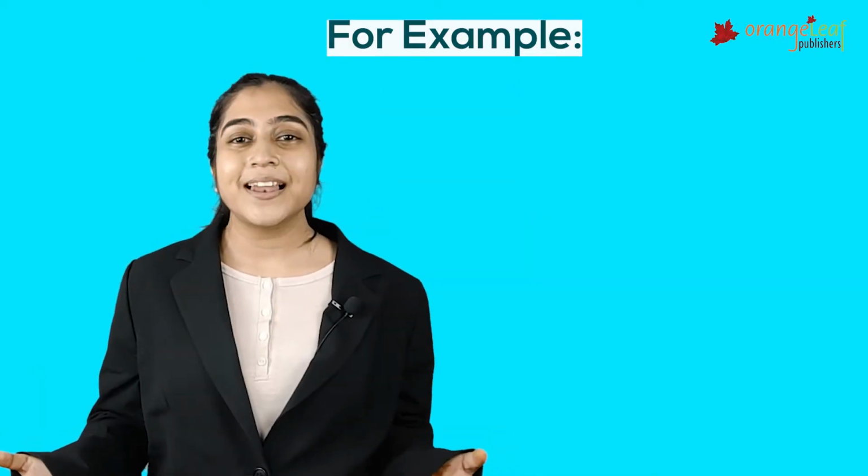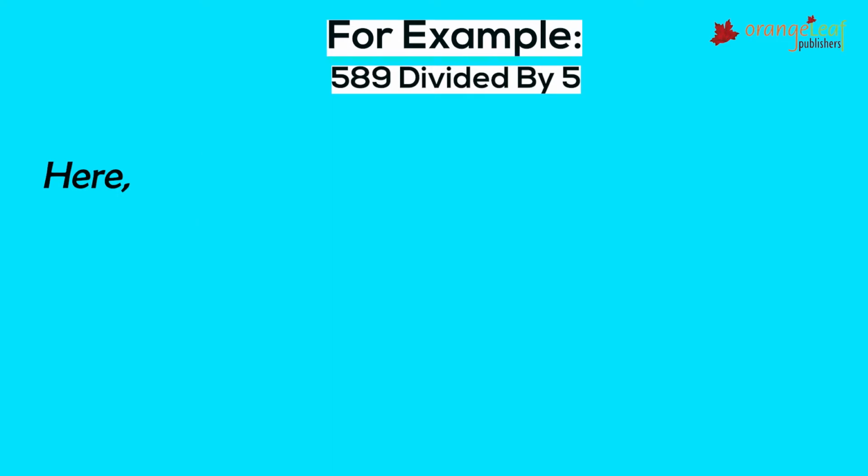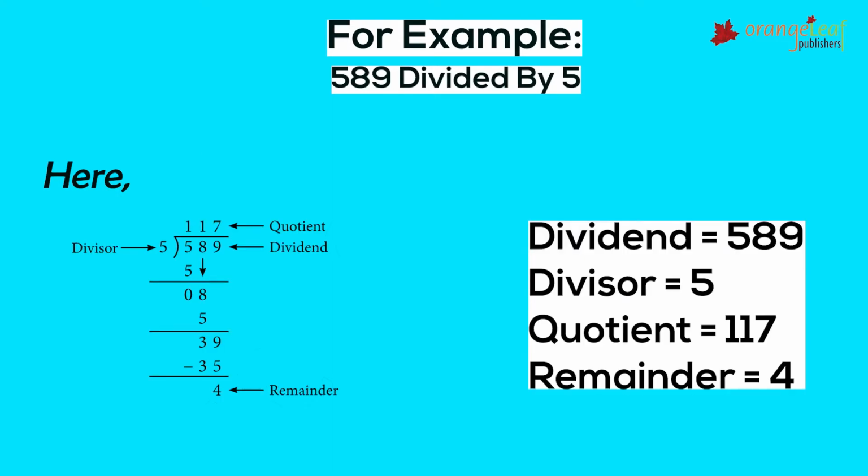For example, 589 divided by 5. Here, the dividend is 589. The divisor is 5. The quotient is 170 and the remainder is 4.